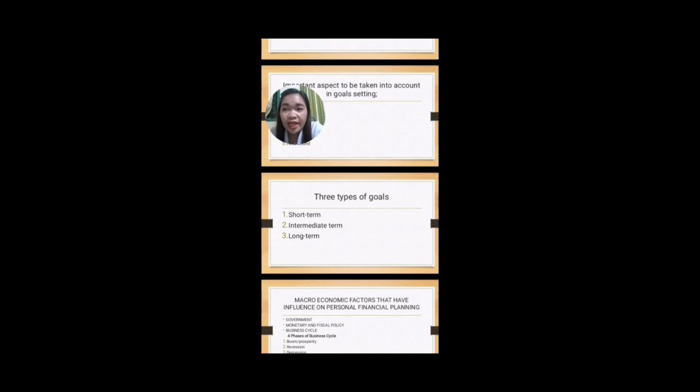Okay, additional. Each goal should be prioritized as HML. HML stands for high, medium, or low. This rule applies when we prepare a financial plan for an individual and he has many goals under each of the above category. Okay.